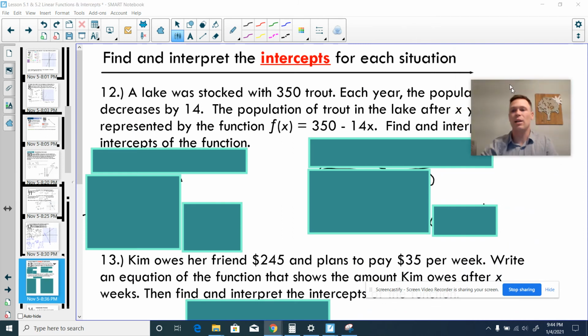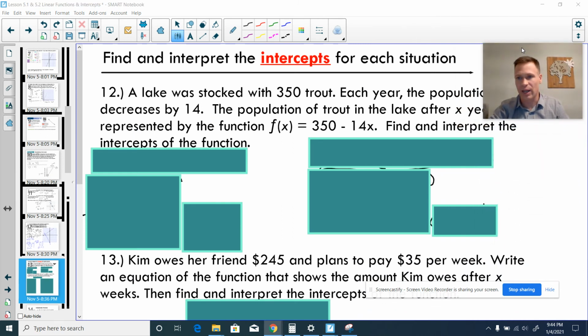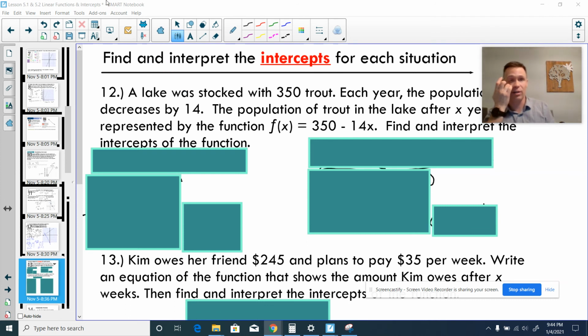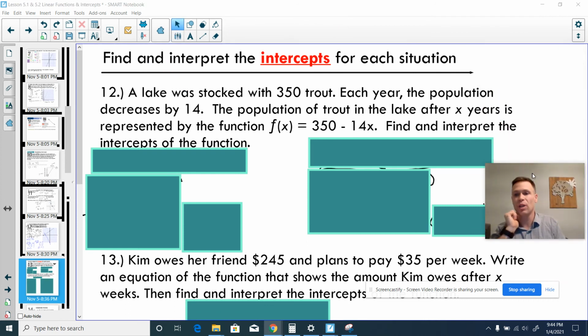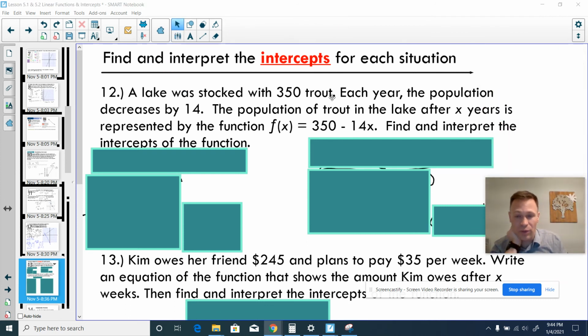Okay. A couple more examples here, word problems, and I have these ones set up so they'll go a little bit faster. So let's dig into it. A lake was stocked with 350 trout. Each year, the population decreases by 14. Bummer. The population of trout in the lake after x years is represented by the function f of x equals 350 minus 14x. Then interpret the intercepts of the function.